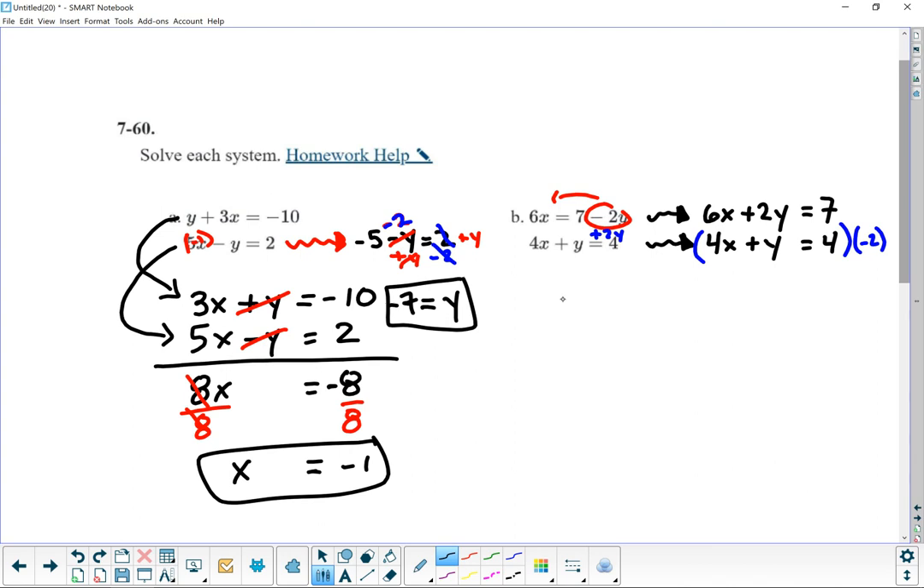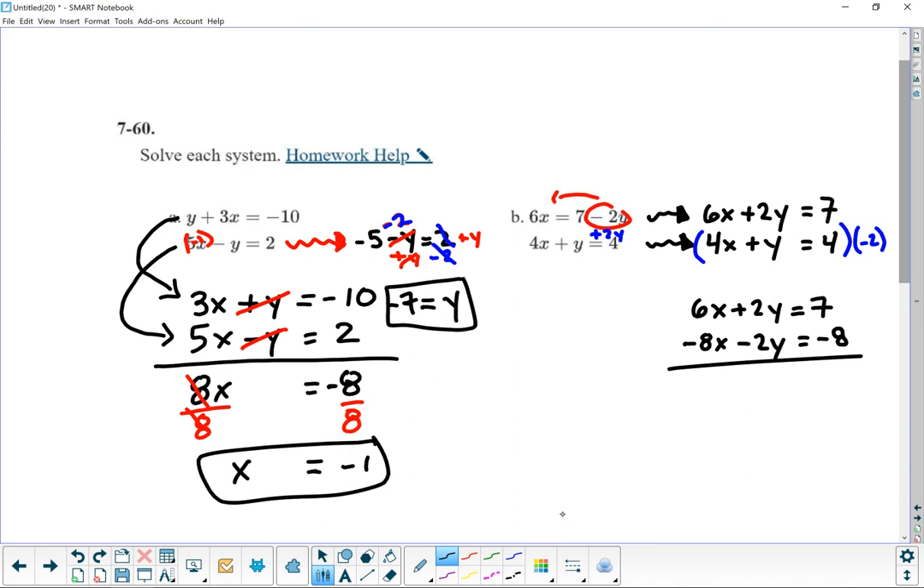So I'm going to write down 6x plus 2y equals 7. I'm leaving that alone. The bottom equation is going to be multiplied by negative 2. So 4 times negative 2 is negative 8x. Negative 2 times positive y is a negative 2y equals, and negative 2 times 4 is a negative 8.